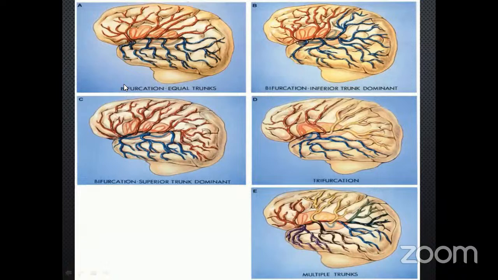Here we can see that mostly we have the superior trunk, which is supplying the superior part of the hemisphere, and this is the inferior trunk, and this is an equal distribution. And then in bifurcation, the inferior trunk can be dominant sometimes, and the superior trunk is dominant in this picture. Then we can have the trifurcation in 12% of the cases, and this is showing the multiple branching patterns.